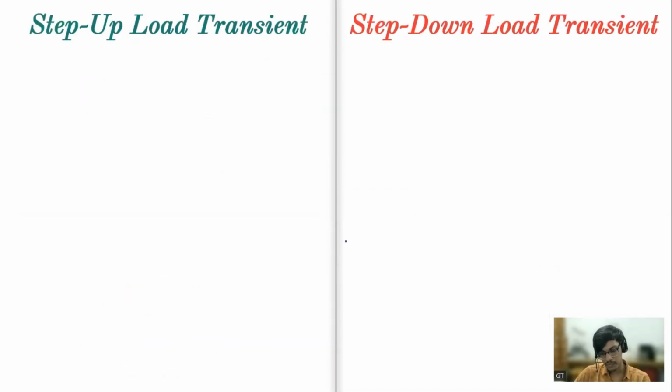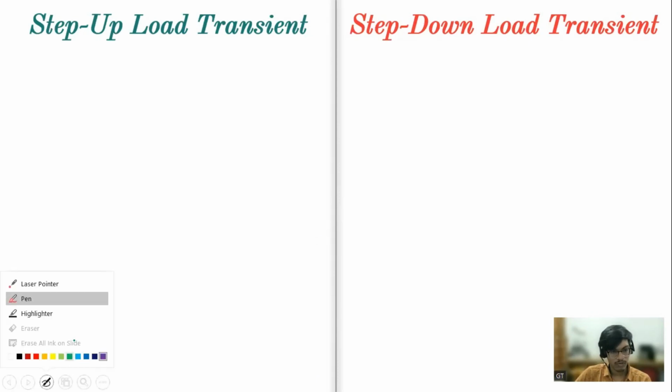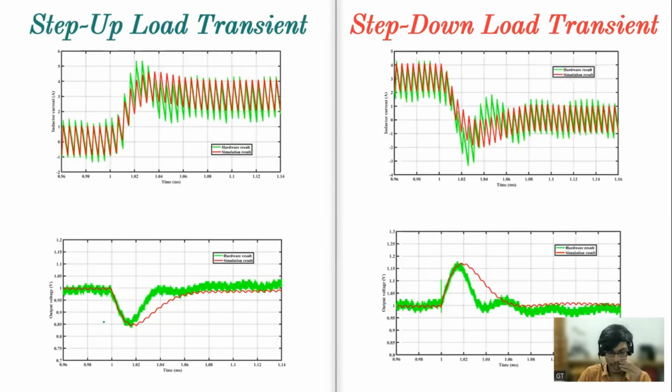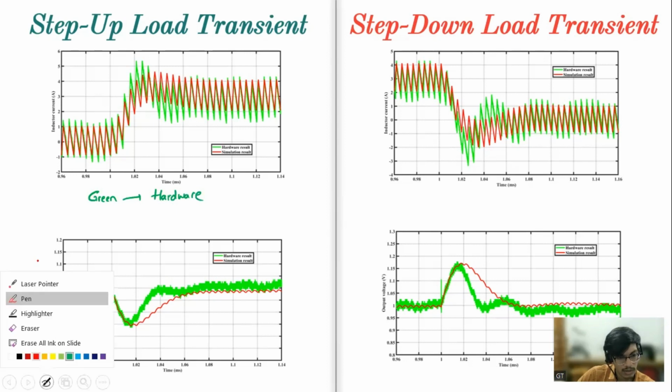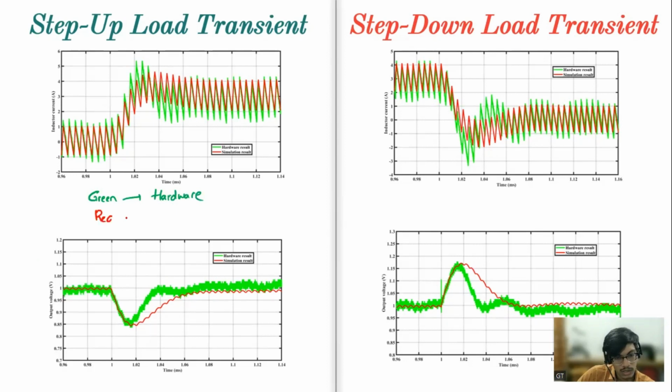Now, there is another case study that Sir has shown for a different set of KP, KI, KD. So if you see here, the red green color is the hardware in all the 4 pictures, and the red color is the simulations, MATLAB results.